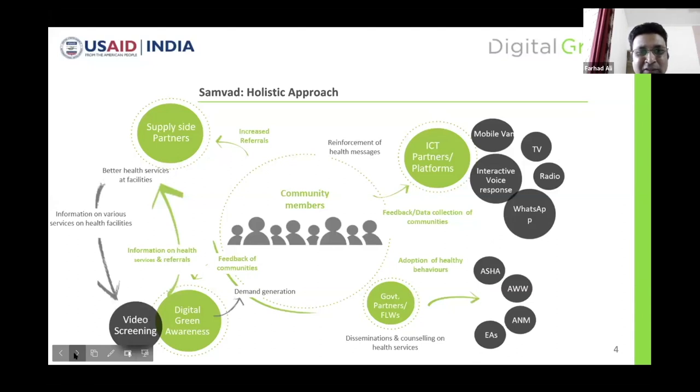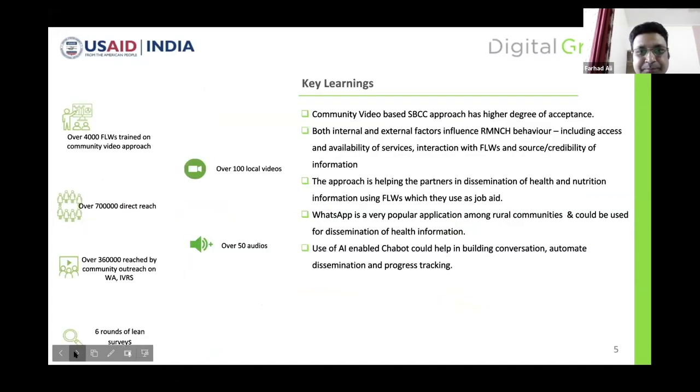So basically, Digital Green helps to increase the demand for services, which results in increased referral to the health facilities as people connect with the frontline workers and have discussions on a range of issues and topics. As people demand health services, it actually results in the delivery of good quality services. Which essentially means as the demand for the services improves, it helps to improve the quality of the service which is delivered by the health system. So can we go to the next slide, please?